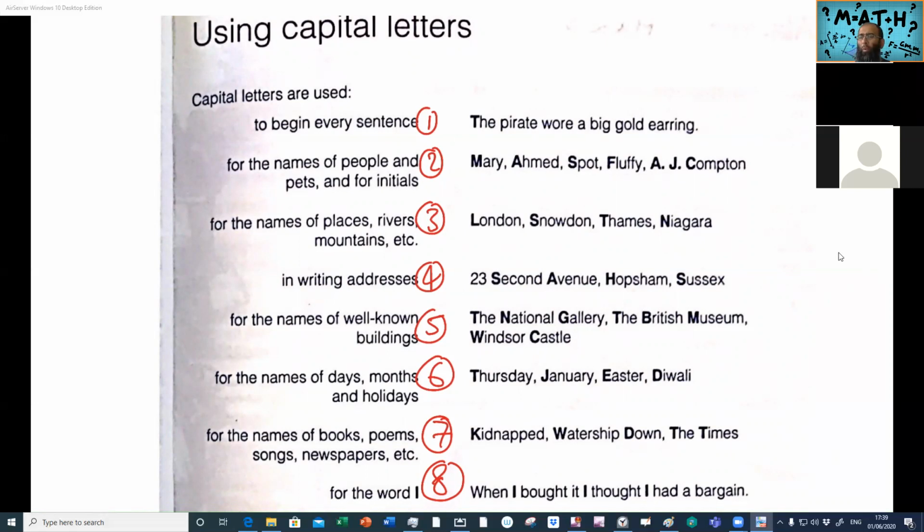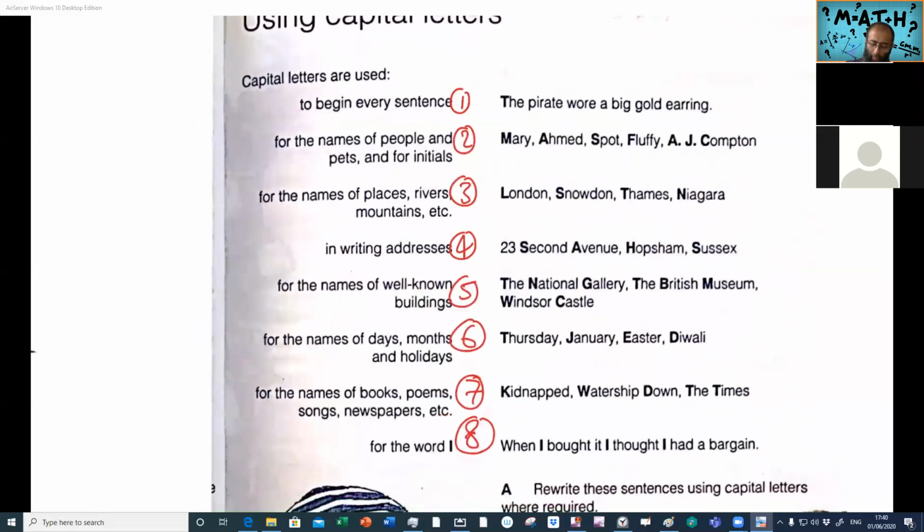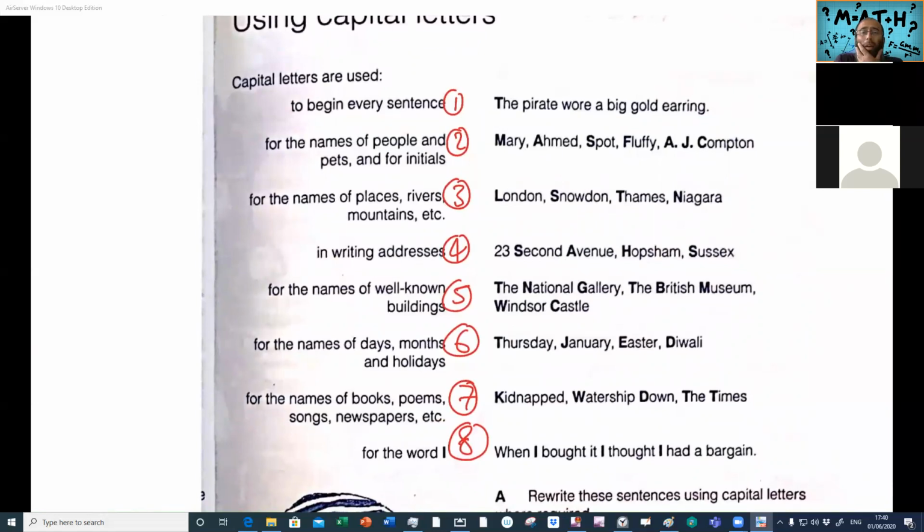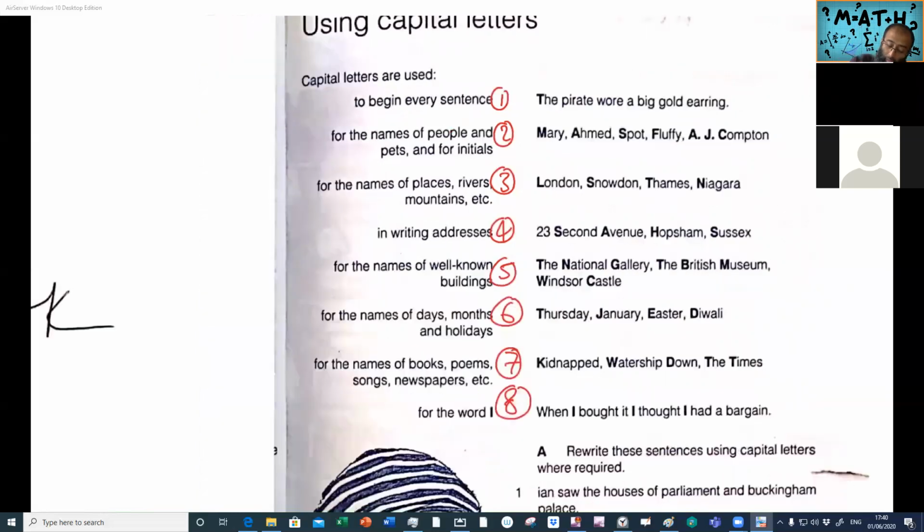I don't know what's happened to Iman's audio there, but I'll go through it myself. So we use capital letters, as we learned before, for the beginning of sentences, names of people, names of pets, your initials, names of places, rivers, mountains. When you're writing your address, for the first letter of each part of the address, and names of well-known buildings, and names of days and months, and also books, newspapers. So these kinds of things have capital letters, and whenever you use the word I. Fantastic.